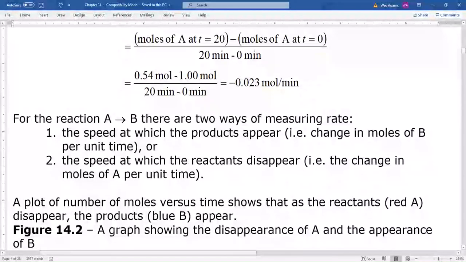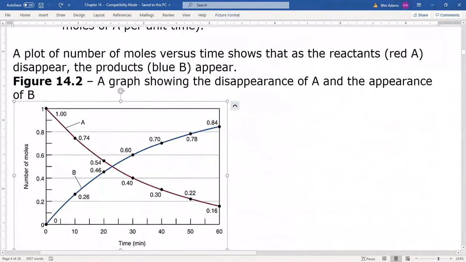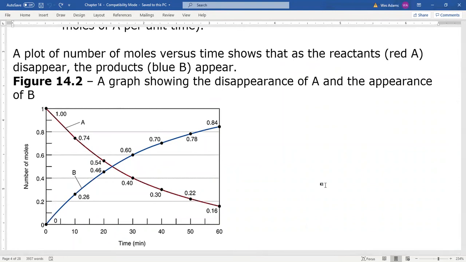So if we do a plot where reactant A disappears and product B, which is blue, appears, we get a graph that looks something like this. You can see the reaction rate starts off a little faster and then peters off as the concentration of the reactant diminishes. And that is pretty typical. So we can see the A disappear and the B grow in.